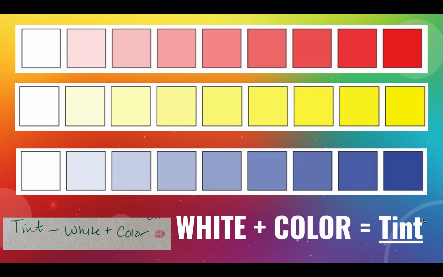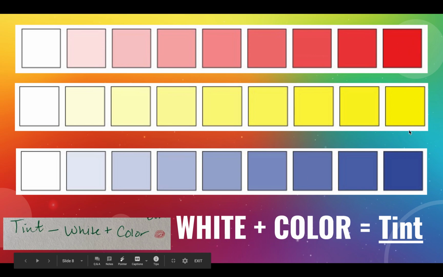All right, and next on your list for definitions is tint. And a tint is white plus your color, or a color plus white. So it's just a lighter version of the color. Sometimes it looks more pastel, but it's color plus white, or white plus your color.